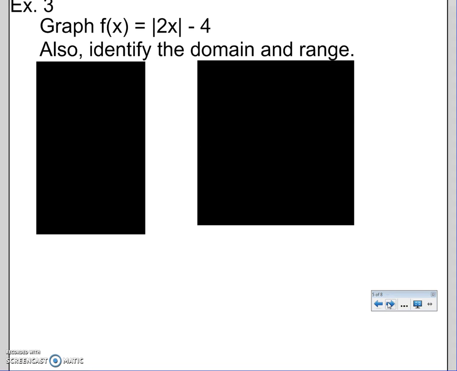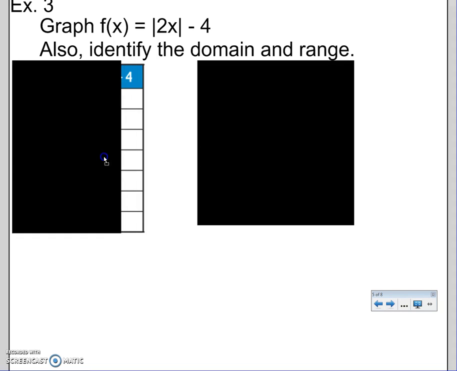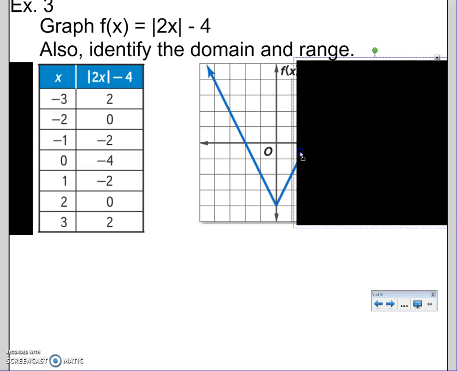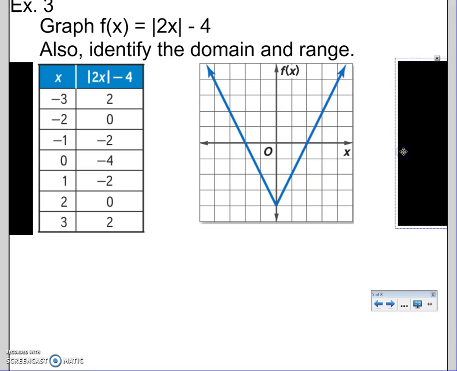All right, in 3, graph f of x equals absolute value of 2x minus 4. Also identify the domain and range. Right now, I'm gonna make a table and I'm picking points for x, find out the y, then I'm gonna graph it. And for now, this is what I'm gonna do, but I'm sure there's a much better way later to graph these. So I try plugging in -3, I get y is 2. I plug in -2, I get f of x is 0. If I plug in -1 for x, I get -2. If I graph it, it makes a V.